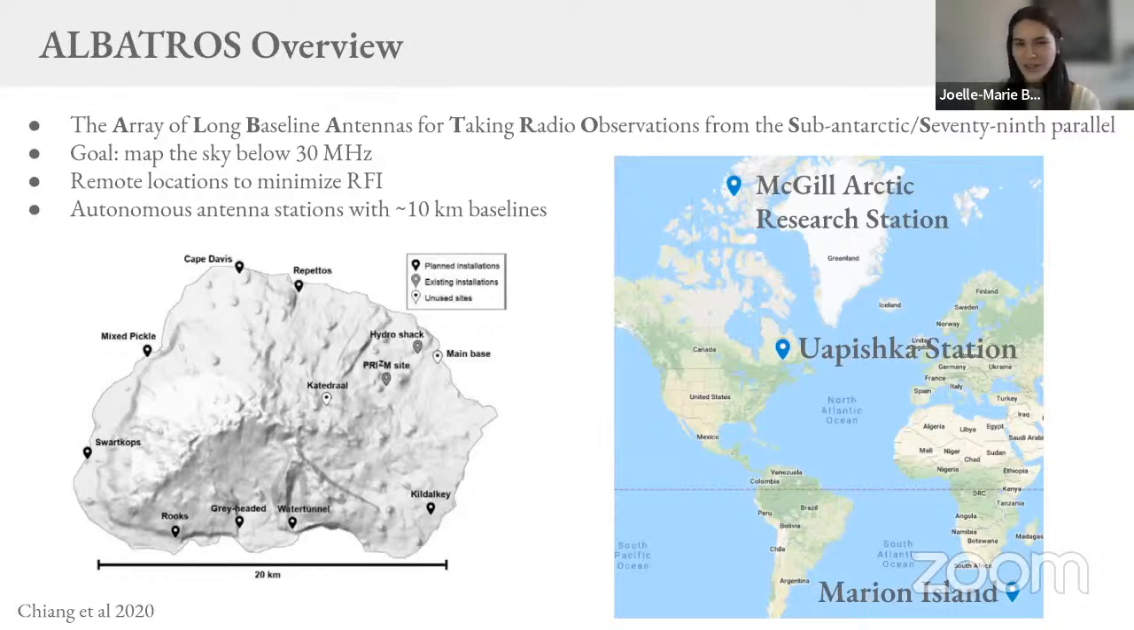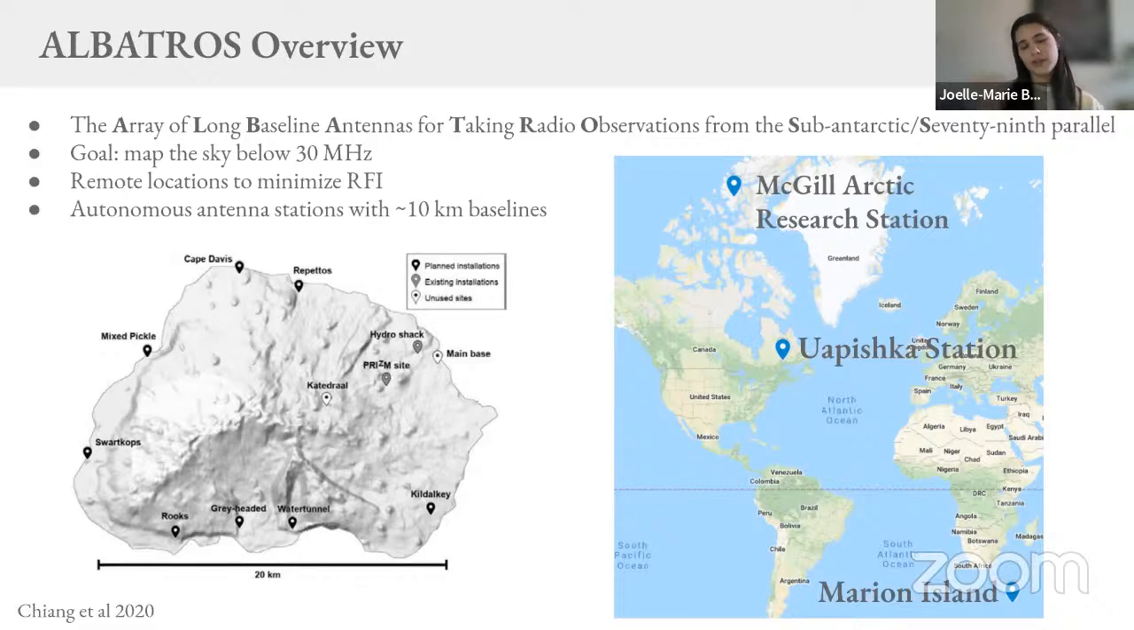And the goal of Albatross is to provide high resolution, full sky maps of the radio sky below 30 megahertz. And in order to access these frequencies, we need a couple of things. Firstly, we need really long baselines to achieve high resolution at these ultra long wavelengths. And on the bottom left, I'm showing a map of Marion Island, and the pins that have been dropped there are the planned antenna locations. And in this picture, you can see that the longest baselines are about 20 kilometers.